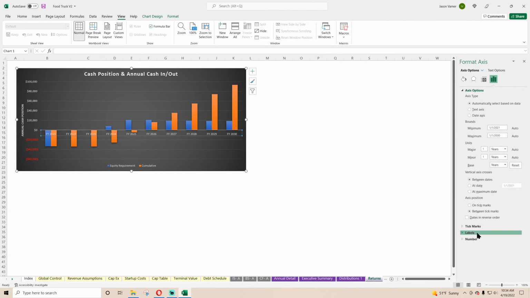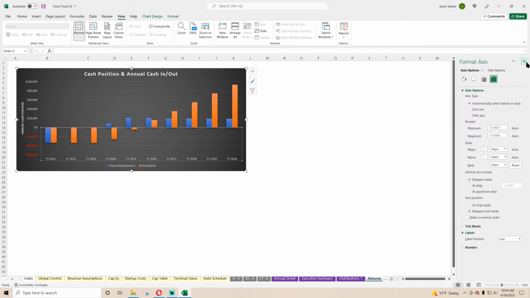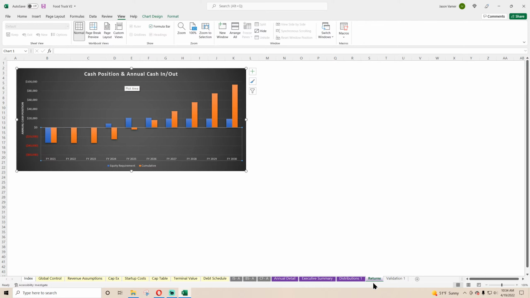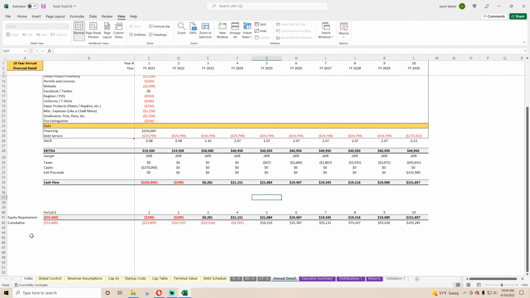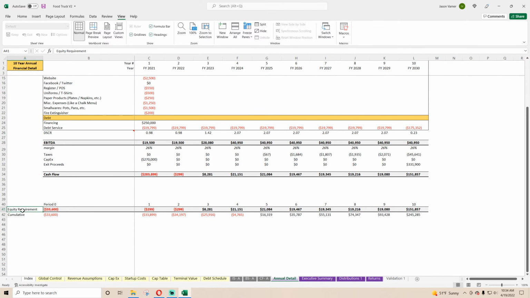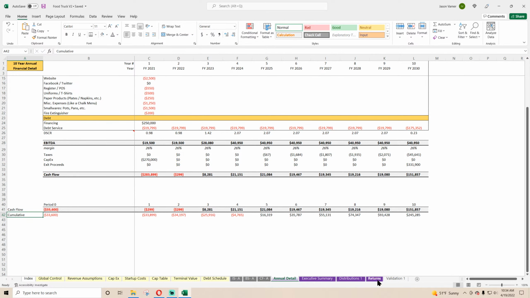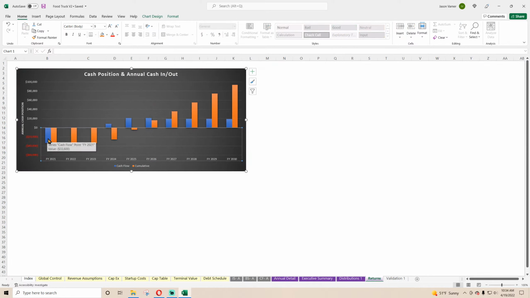Okay, put this down to low. We'll label this cash flow for the internal rate of return calc. So there you've got cash flow, cumulative.